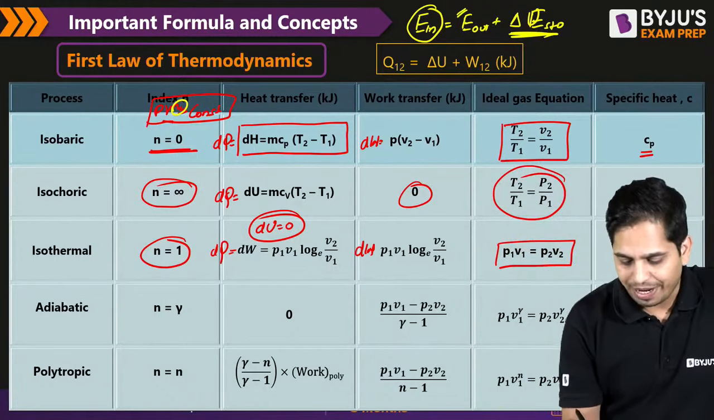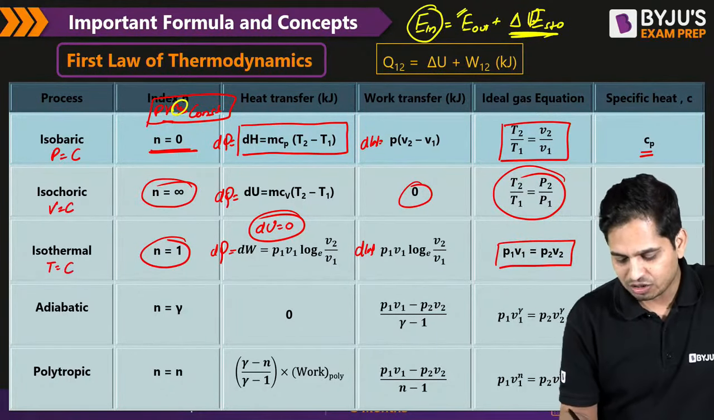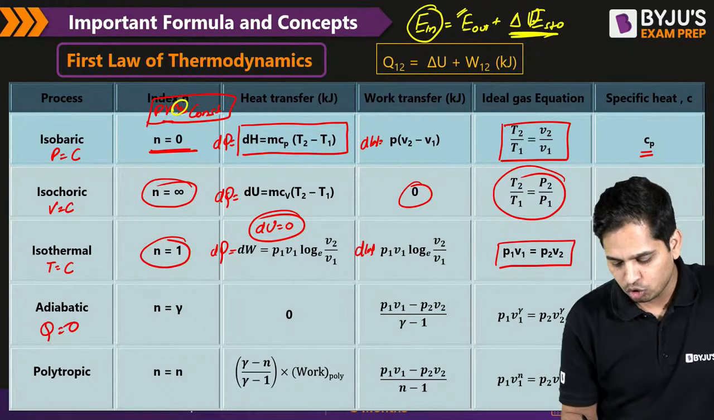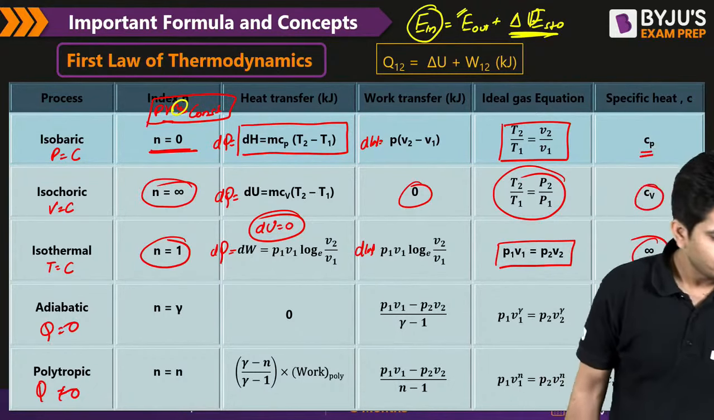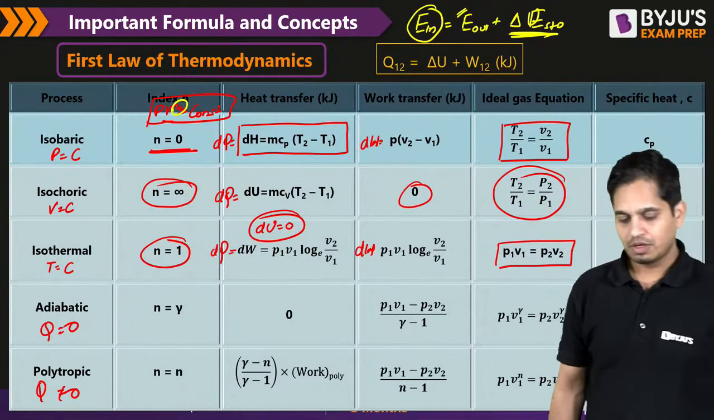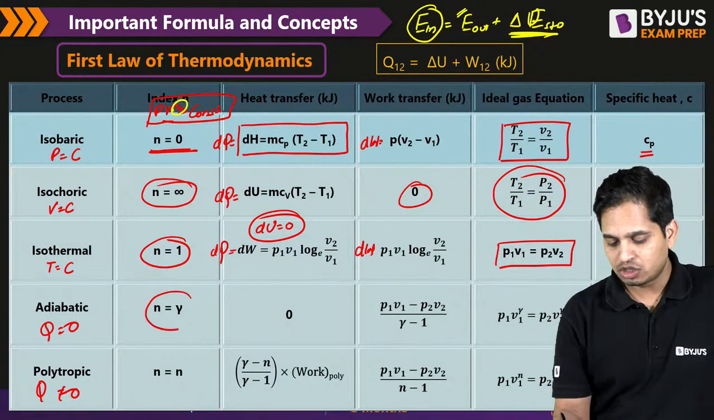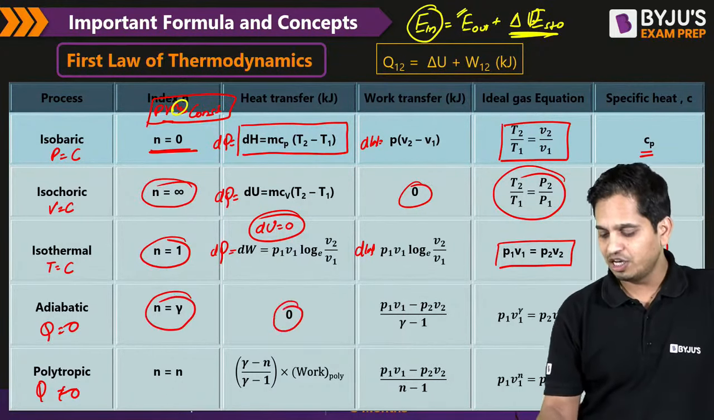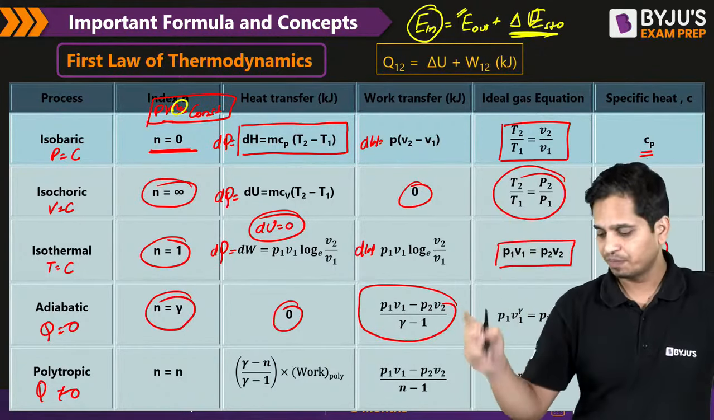This is pressure as constant. This is volume as constant. Temperature as constant. Adiabatic means Q is equal to 0, and here Q is not equal to 0. Now adiabatic means n is equal to gamma. Heat transfer is 0. Work transfer is (P1V1 minus P2V2) divided by (gamma minus 1).